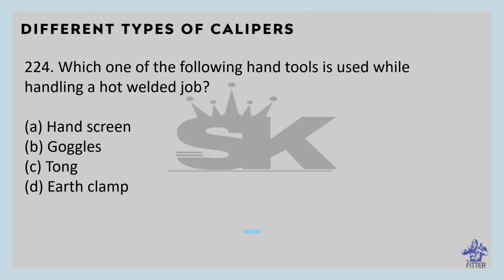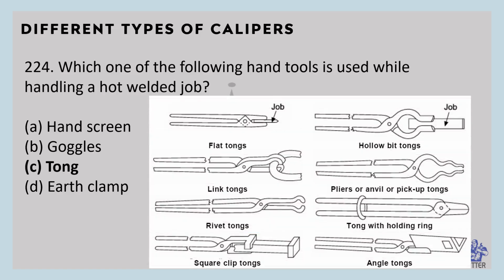Which one of the following hand tools is used while handling a hot welding job? That is tong. So these are the different tongs: flat tong, link tong, rivet tong, square clip tongs, angle tongs, tong with holding ring for the better grip, and the pliers or anvil or pickup tong, hollow bit tong. These are the different types of tongs.